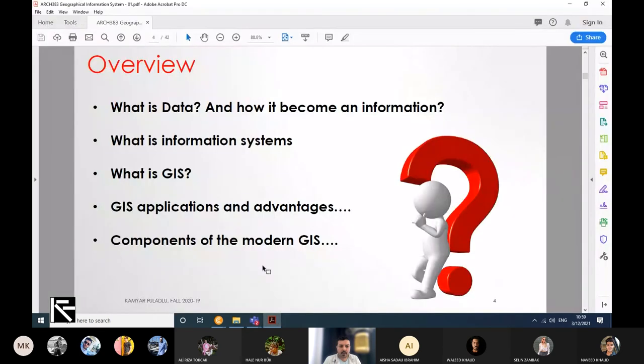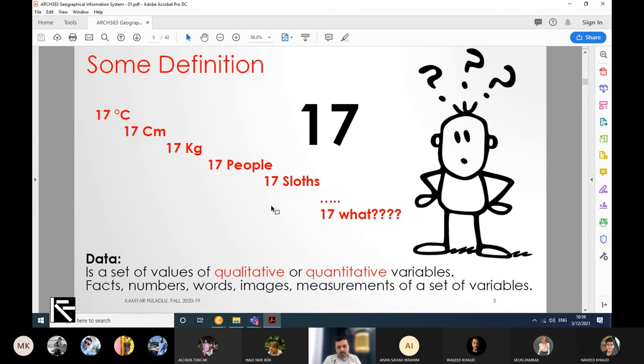No idea. So let's go and start. When we talk about data, data is a set of values. It doesn't matter. It can be qualitative, it can be quantitative. It can be a fact, it can be a word, it can be an image. It can be a set of measurements, a variable, or a number. Data, actually, is raw. It's not processed yet.